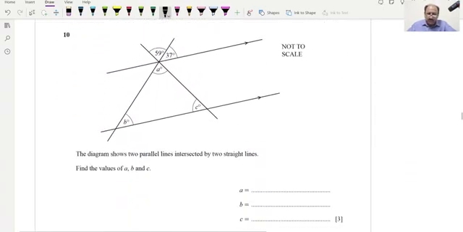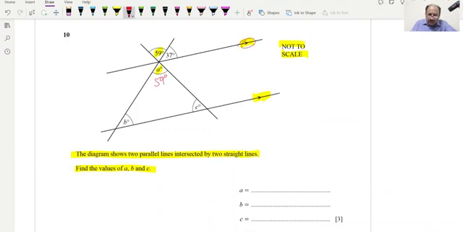Now question number 10. Diagram is provided which is not to scale. The diagram shows two parallel lines, and these are symbols for parallel lines. So these two are parallel straight lines. Find the value of A, B, C. So angle A will be opposite to this one, which is the same as 59. So angle A will be 59 degrees.